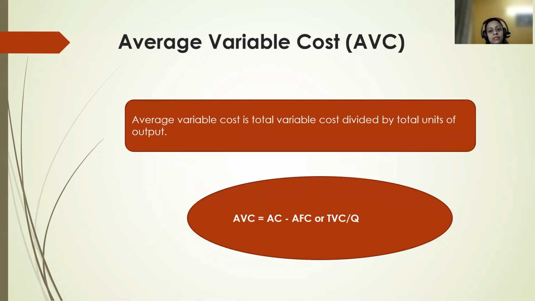Average variable cost can be arrived at by subtracting average fixed cost from average cost, or alternatively, we can arrive at average variable cost by dividing total variable cost by the quantity produced.